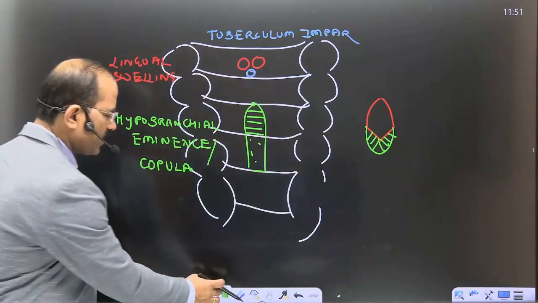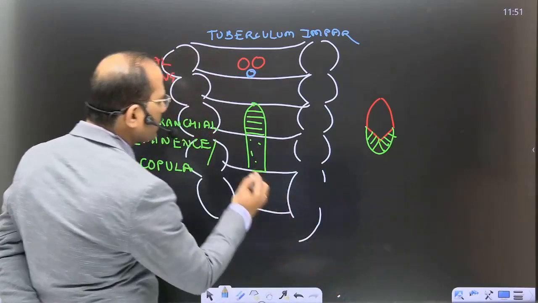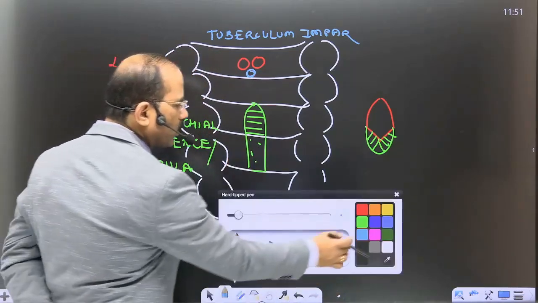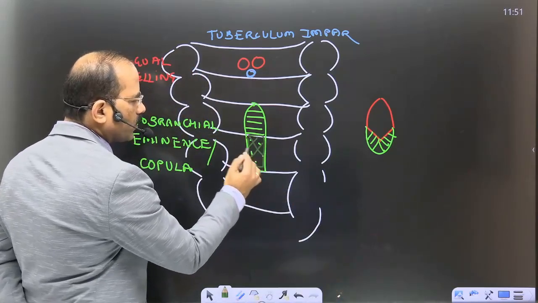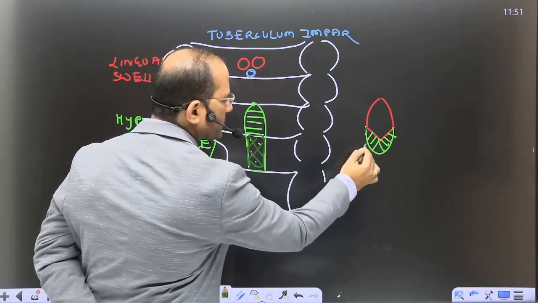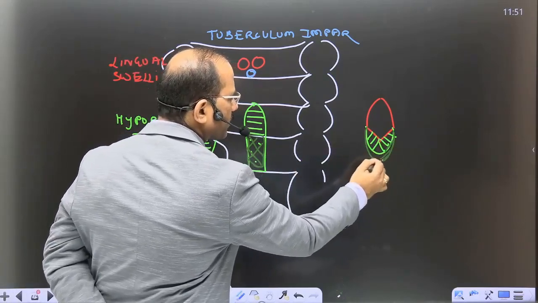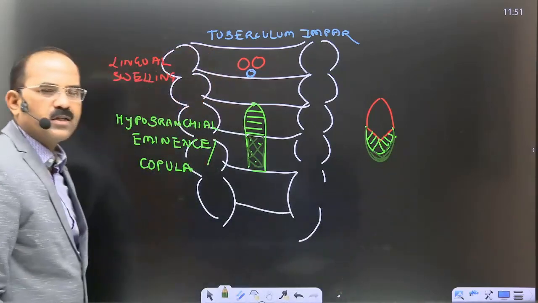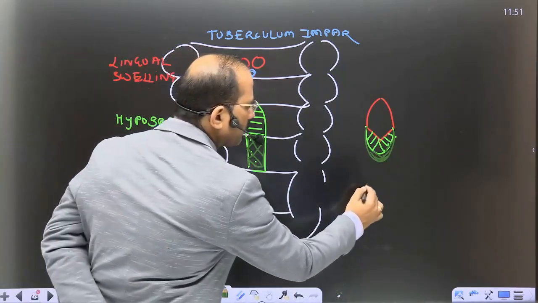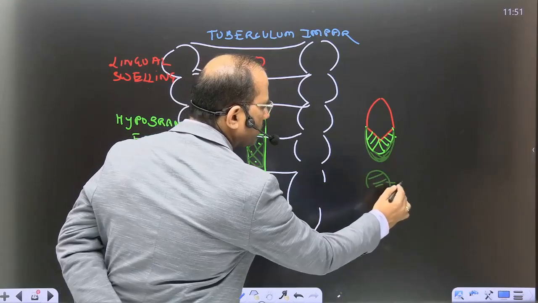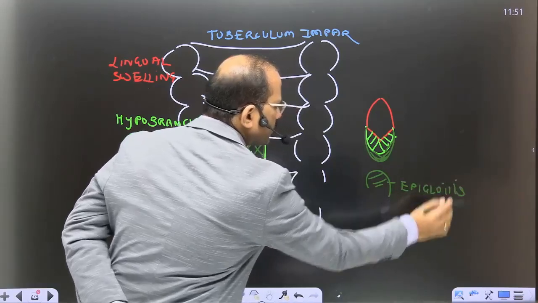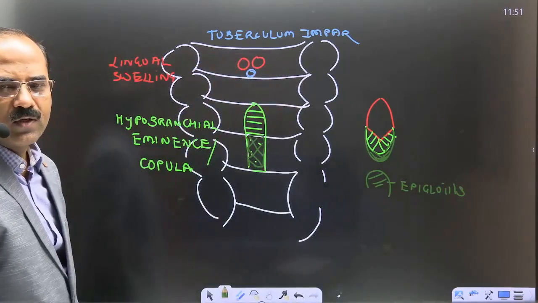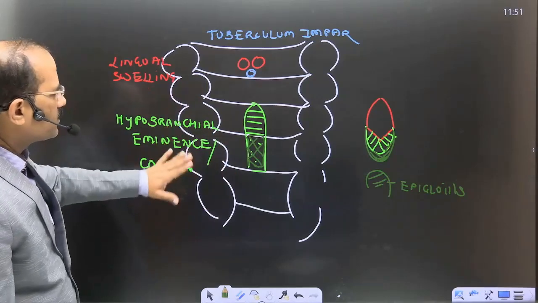And what is this? What do you call this? This is what we call the caudal part of the hypobranchial eminence, right? That's the caudal part of the hypobranchial eminence that forms the posterior most part of the tongue and the epiglottis. That's the epiglottis.